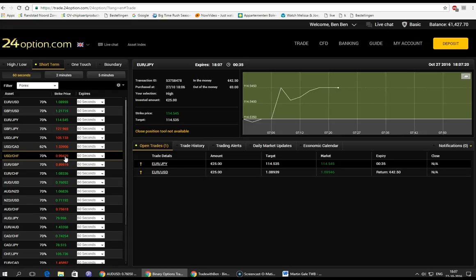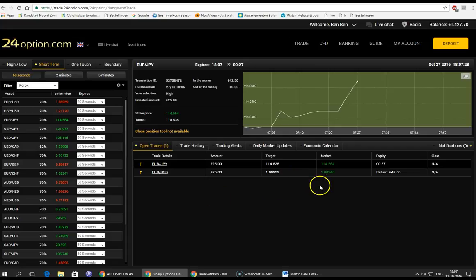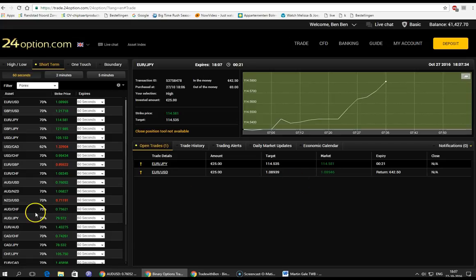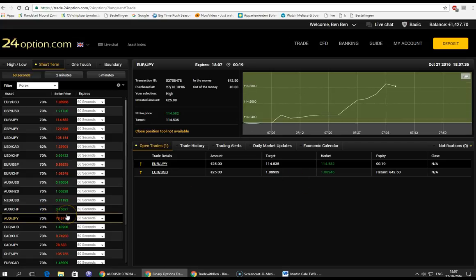And for now, we're waiting for the euro Japanese yen to recover. So that's quite a good recovery. It's already 30 pips in the money, and we can go to another trade. Let's see. So I don't know. What are we going to do? So the US dollar Swiss franc is already recovering.